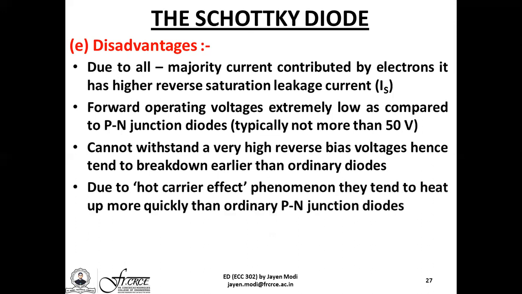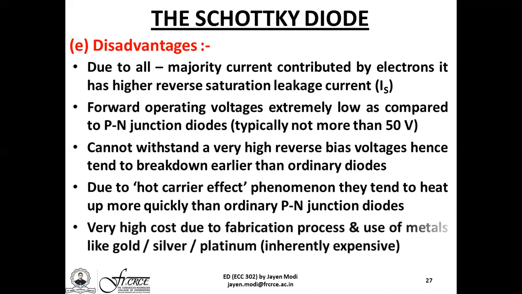Due to the hot carrier effect obtained in the forward bias and also in the reverse bias mode, electrons entering from one region to the other tend to collide or strike with the other. This causes friction, which in turn causes heat. That is why Schottky diodes tend to heat up more quickly as compared to ordinary PN junction diodes. And if metals such as gold, silver, platinum are used, their cost is also very high and the fabrication process also becomes extremely expensive.